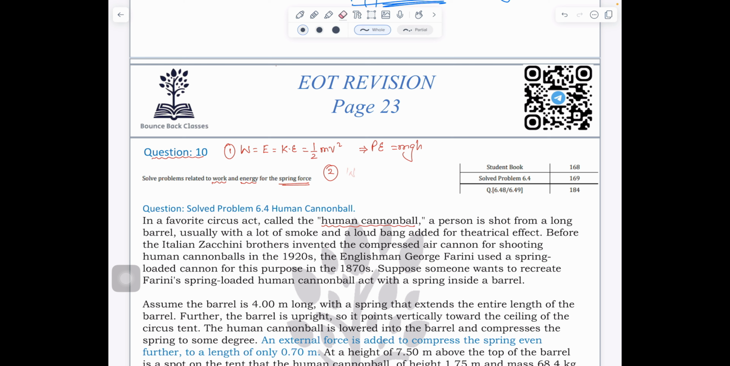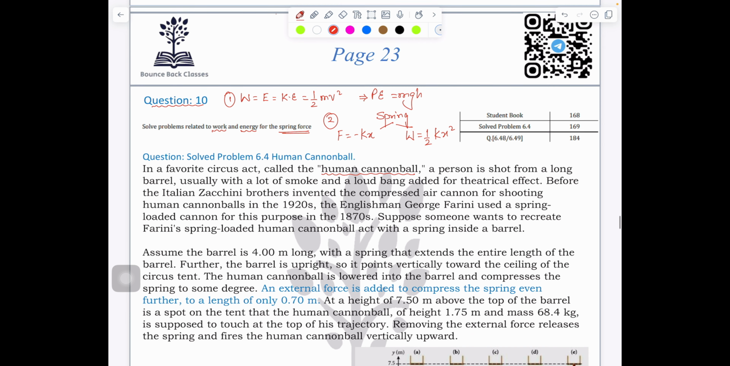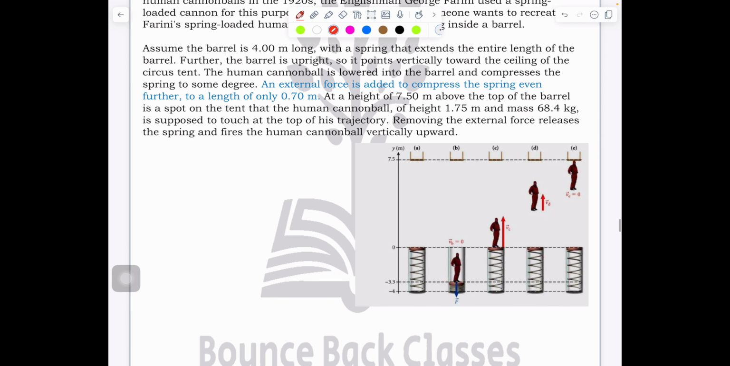In case of spring, you should know two things. One is force, which equals negative kx, and the work done, which equals half kx squared. Clear? I'm going to use all these things to solve the numerical. What is the concept of the human cannonball?